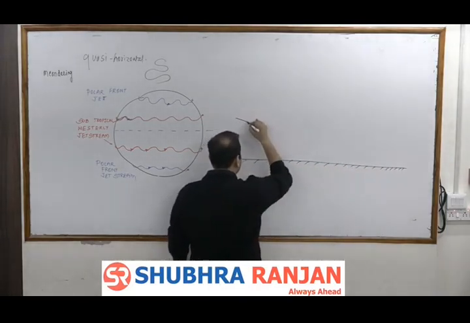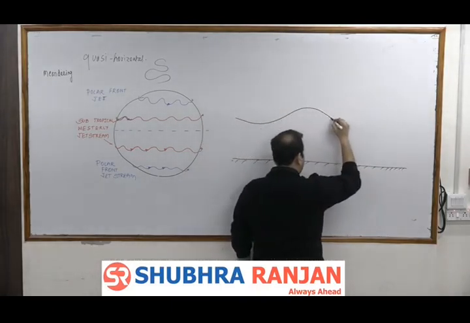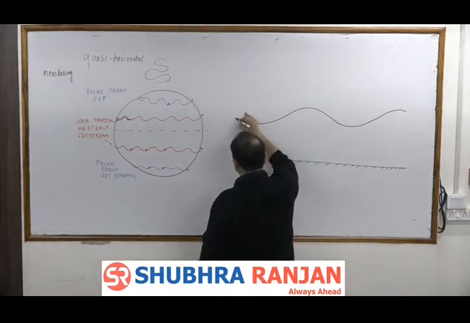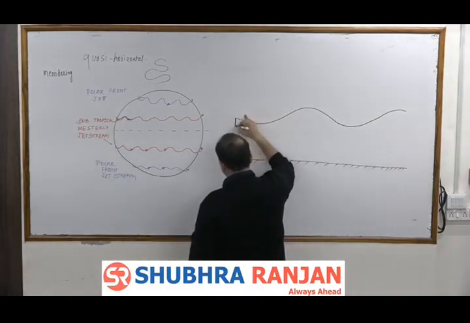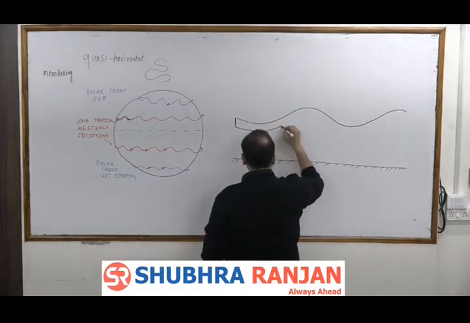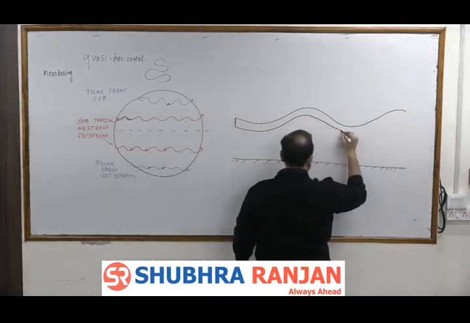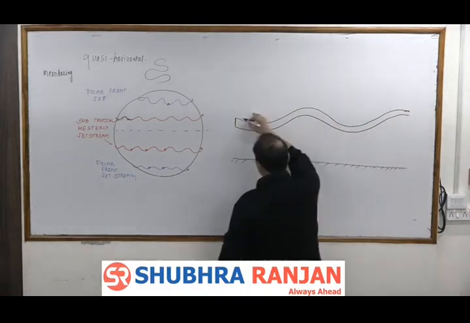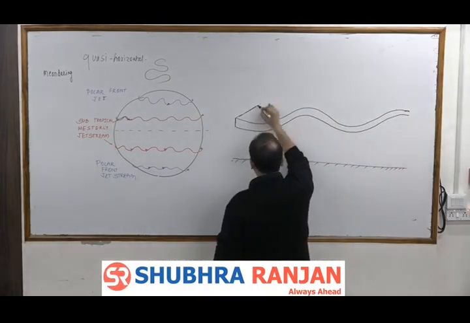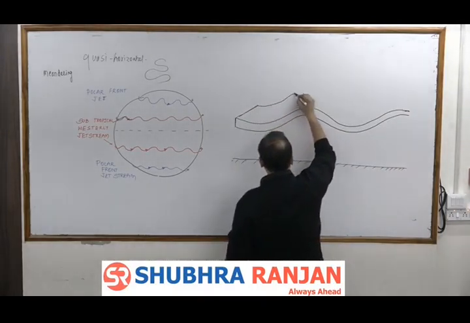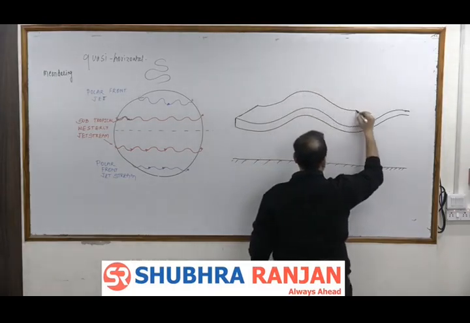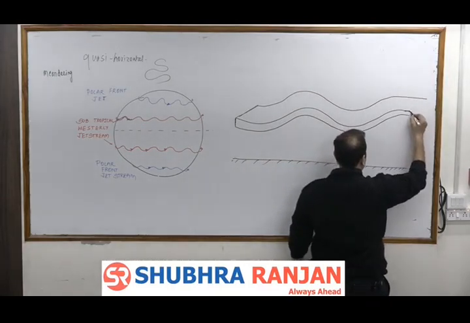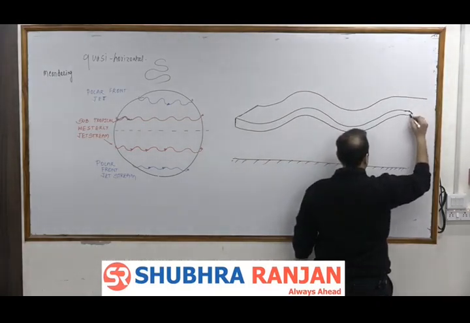Jet streams do not originate over the equator, because both the air masses have similar properties. Second characteristics.